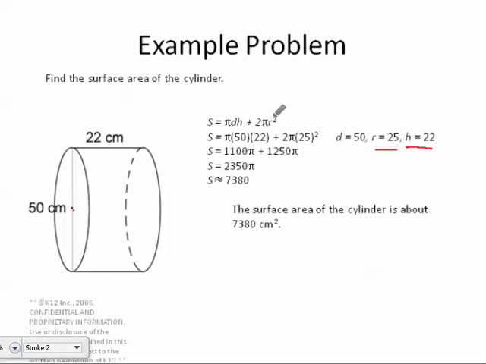Pi r squared, that is the formula for the area. That's the area of the base. Pi r squared times 2, so they get 1,250 pi. And then when you add these two together, you get 2350 pi. Okay? Multiply it times 3.14 if they tell you to. Approximately that number.